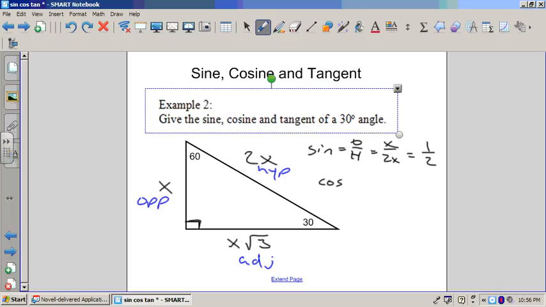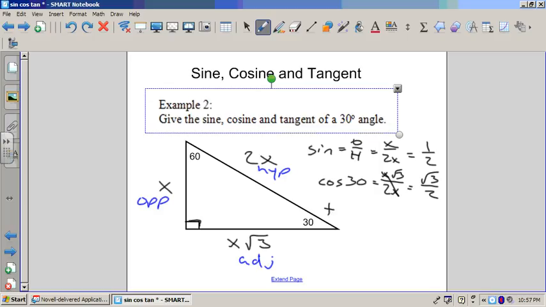What is the cosine of 30 degrees? Okay. In this case, the cosine is the adjacent, x root 3, over the hypotenuse, 2x. The x's cancel out. The cosine of 30 degrees is always going to be the square root of 3 over 2.